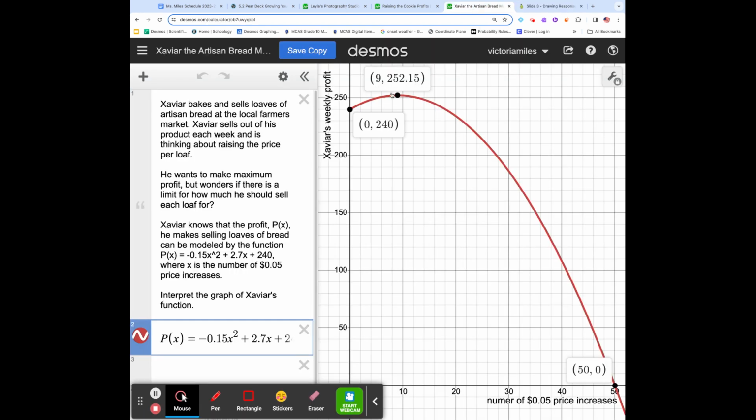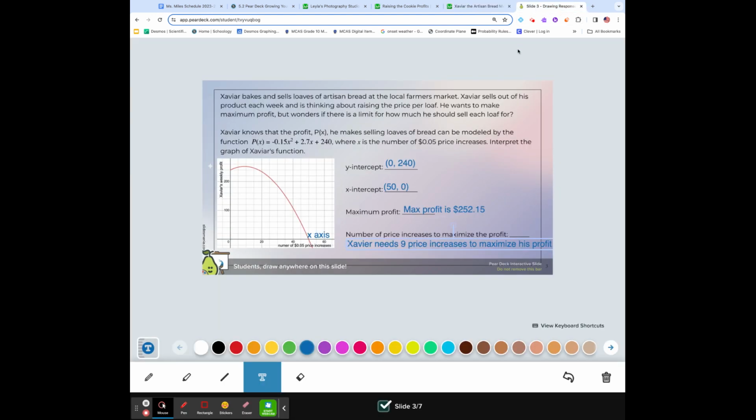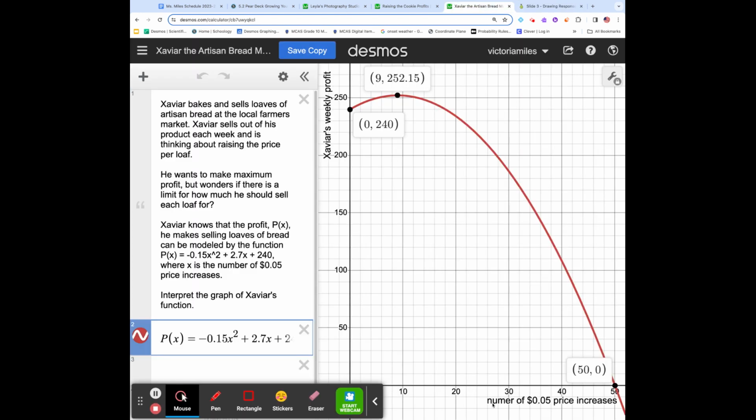Well, the maximum point has 2 coordinates. I want the y-coordinate because the y-axis measures profit. And then the last question, how many price increases are needed to maximize the profit? That would be 9 because the x-axis reflects price increases, so the x-coordinate of the maximum value. I hope that makes sense.